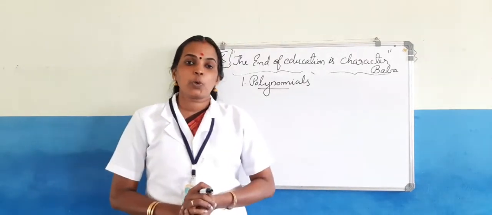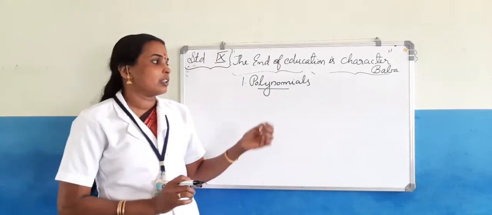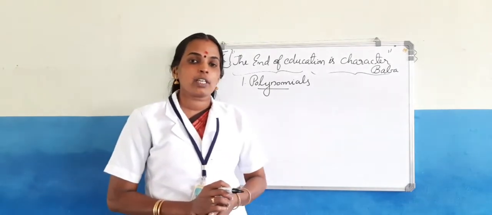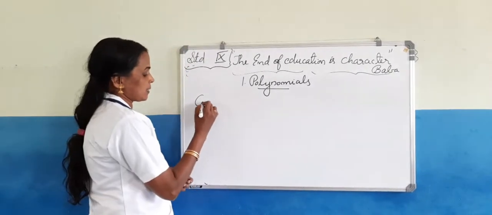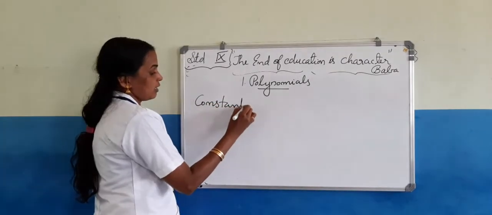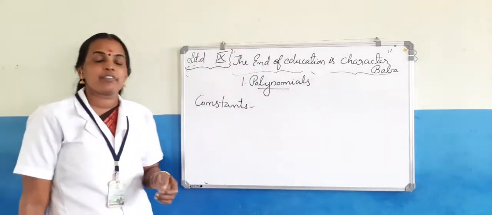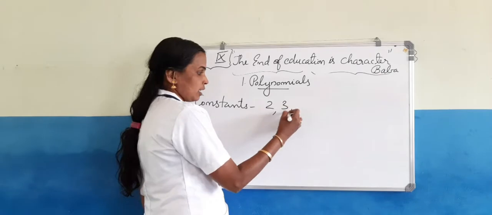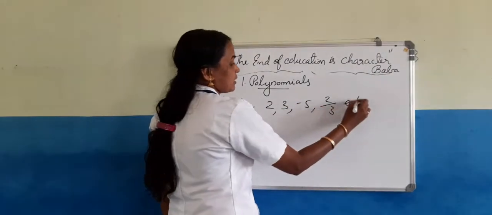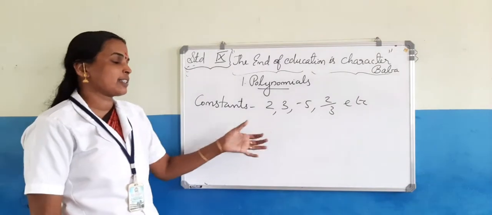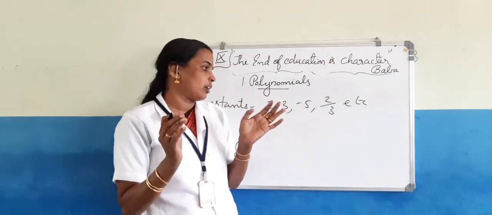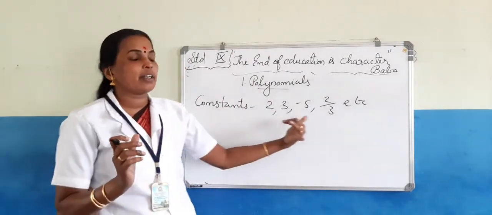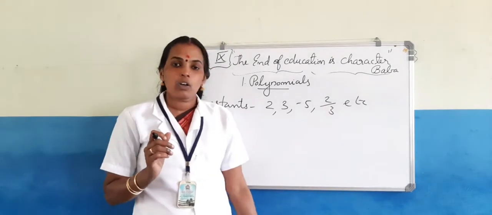Our first chapter is polynomials. In your textbook, it is the second chapter, polynomials. Before that, you have to know some terms. First one is constants. Constants means a symbol having a fixed value. That means 2, 3, -5, 2 by 3, etc. These are constants. That means 2 has its own value: 2 mangoes, 3 mangoes. Like that we are saying it has a particular value. That is why it is called a constant.